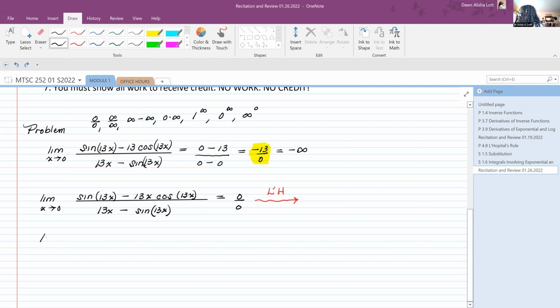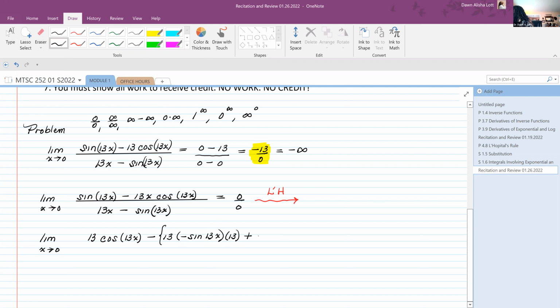Okay, so now we take the derivative. So the derivative of the sine of 13x is the cosine of 13x. But a 13 is going to pop out from the chain rule, right? Yeah. Then the next one, let's use the first, 13x, times the derivative of the second, which is the derivative of the cosine of 13x, which is minus the sine of 13x. And then 13 is going to pop out.